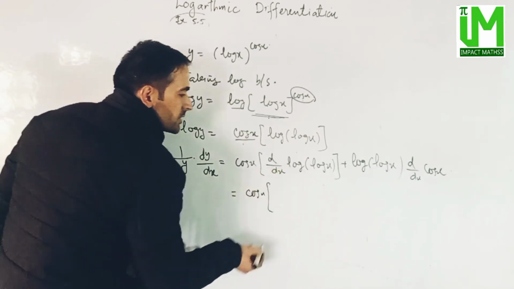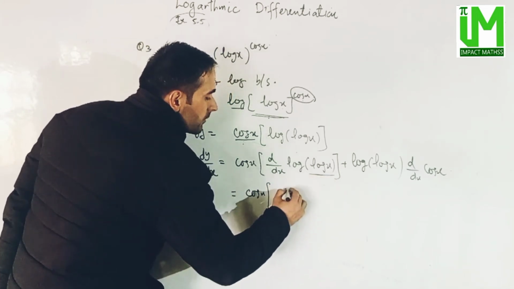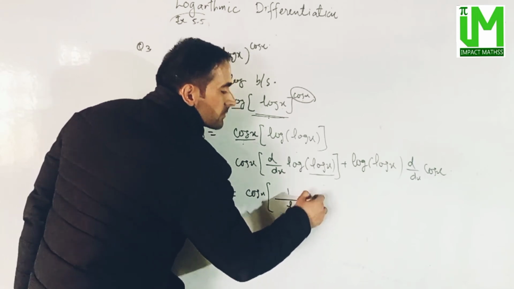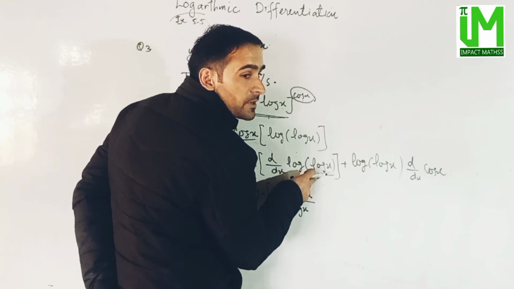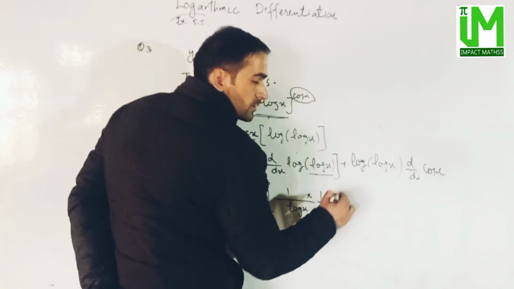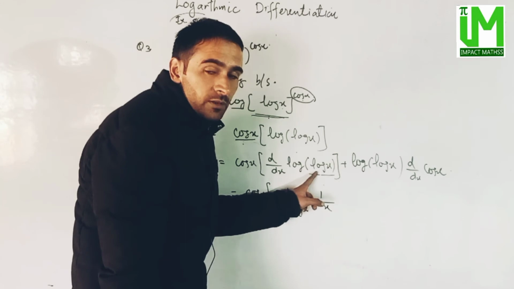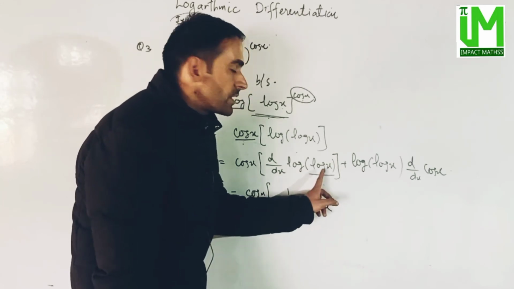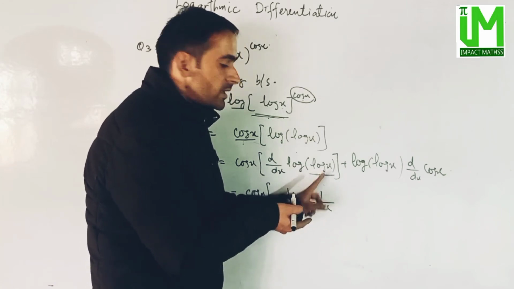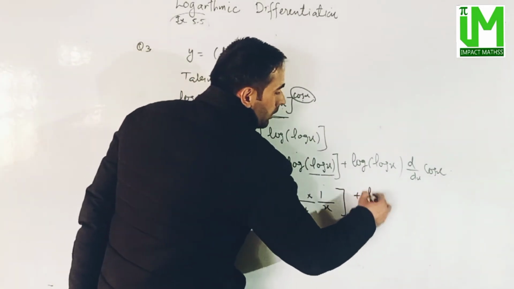अब इसकी डिफरेंशिएशन कीजिए. log of function का बराबर क्या होता है? 1 divided by function. What is that? Log of x into, guess who, log of x's differentiation. What is differentiation of log of x? 1 divided by x. ठीक है, log of function, what will be that? 1 divided by function. Function क्या है? log of x. Plus function का internal differentiation. Log x का internal differentiation 1 divided by x.